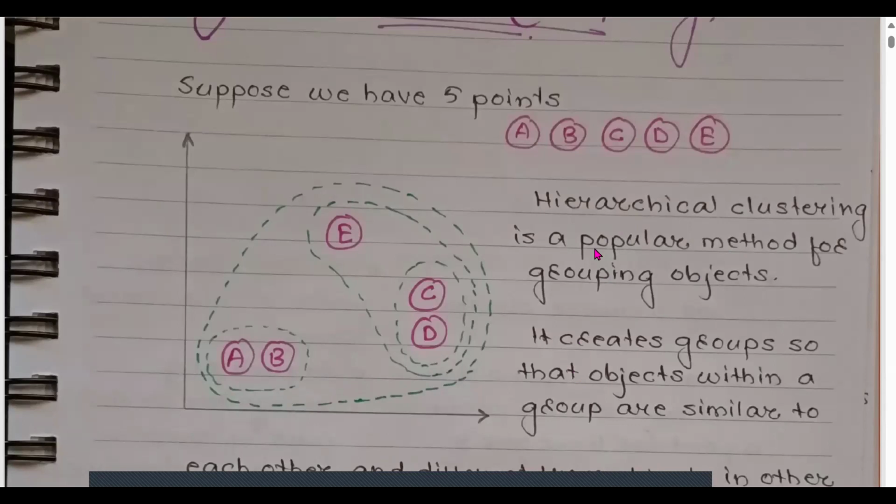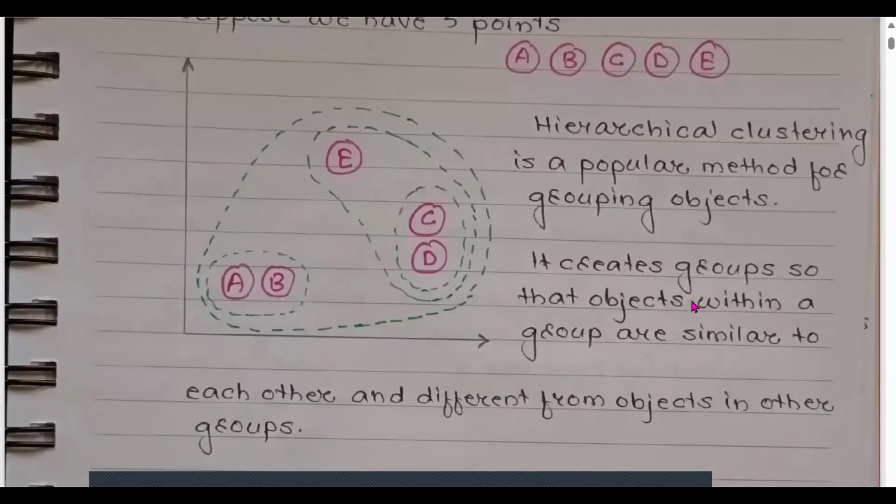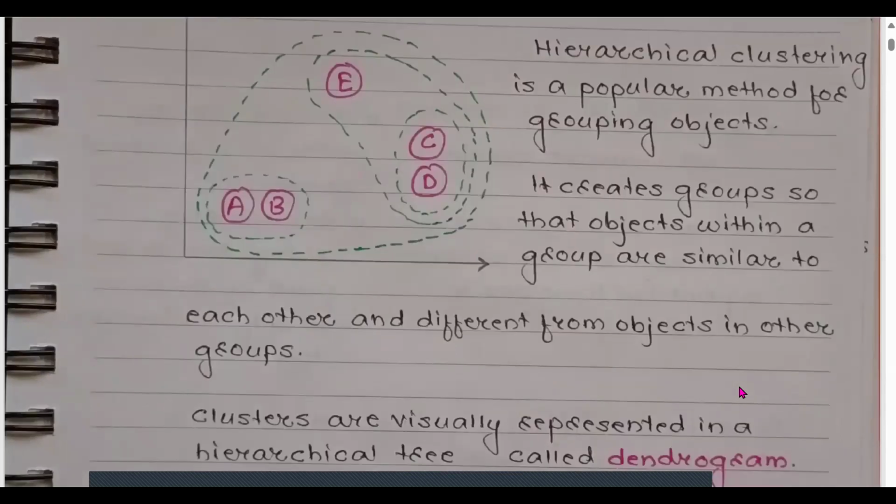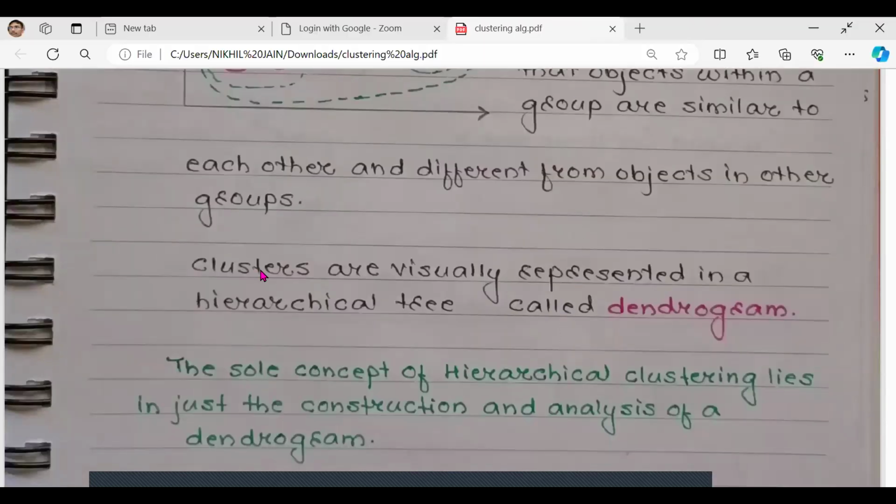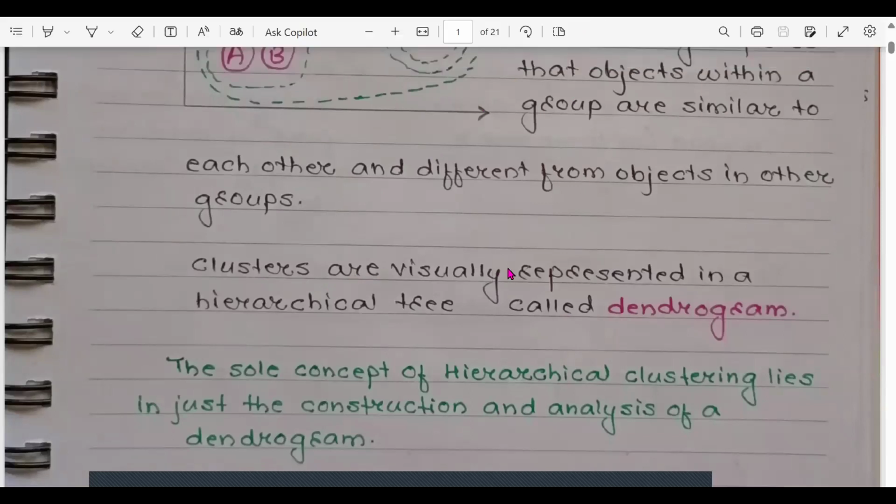Hierarchical clustering is a popular method for grouping objects. It creates groups so that objects within a group are similar to each other and different from objects in other groups. Clusters are usually represented in a hierarchical tree called a dendrogram.